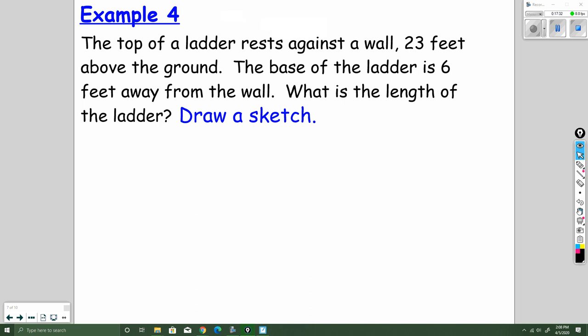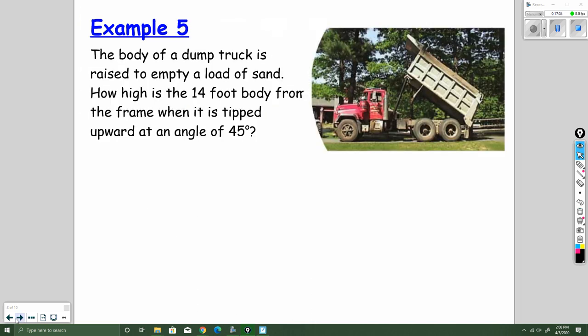All right, let's move on. The body of a dump truck is raised to empty a load of sand. How high is the 14-foot body from the frame when it is tipped upward at an angle of 45 degrees? So this diagram is already given to us, this is what we're talking about. Let me use different colors so you can see that. This is the triangle we're talking about here. I'm just going to redraw it on the right side here.